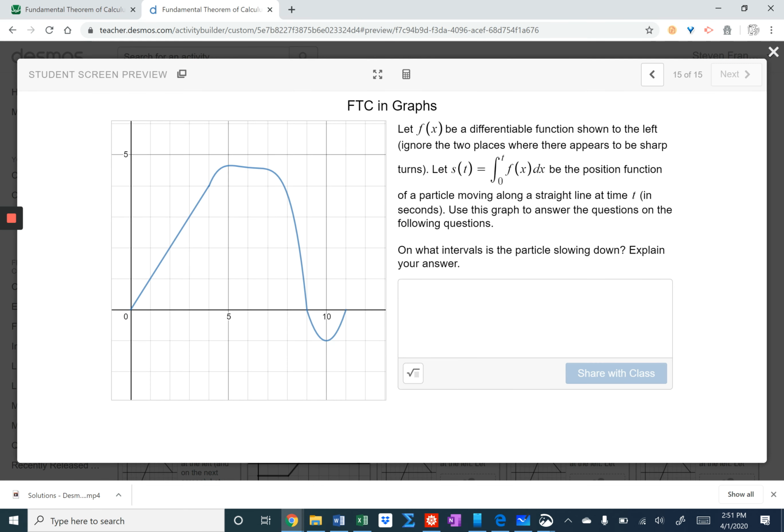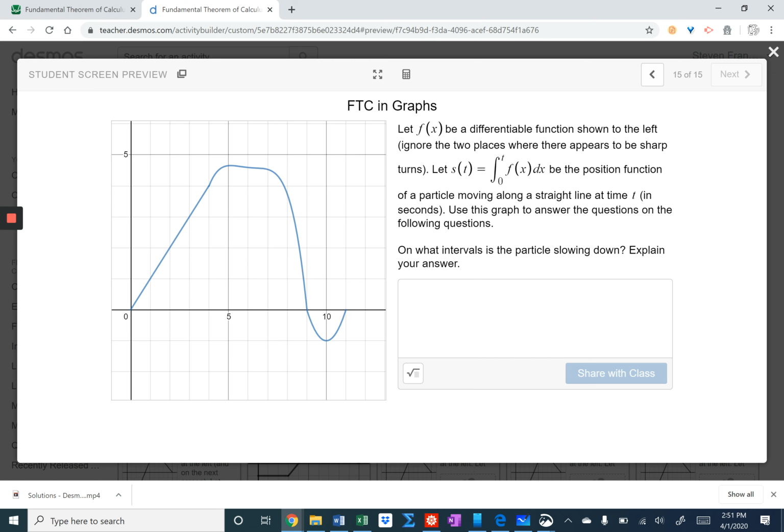And one last question, we deal with speeding up and slowing down. We've dealt with speeding up and slowing down before. Remember, for speeding up or slowing down, we need to look at the signs of the acceleration and the velocity functions. If they have the same sign, both positive or both negative, then the object is speeding up. If they have different signs, one positive, one negative, then the object is slowing down. Let me present some answers to you.